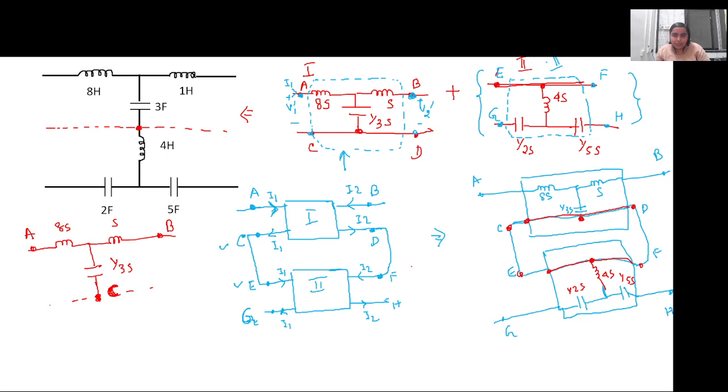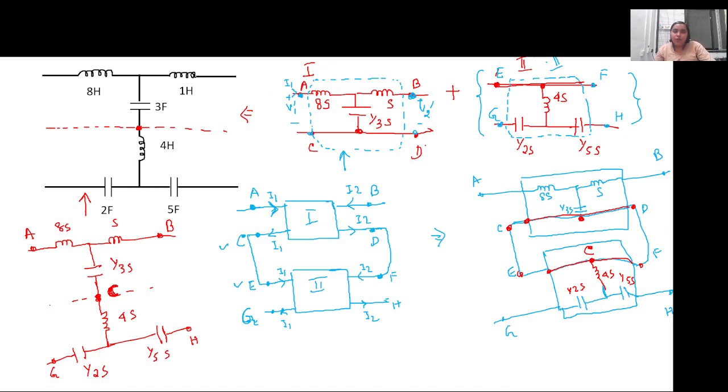Then from E and F, which I am now writing as C, I am drawing the inductor here, right? Which is 4S. Then there are two capacitors. One is connected to the point H, which is 1 by 5S, and there is another capacitor connected to the point G, which is again 1 by 2S. So this is the same circuit that we have. Is it clear now? Yes, ma'am. Clear. Okay.